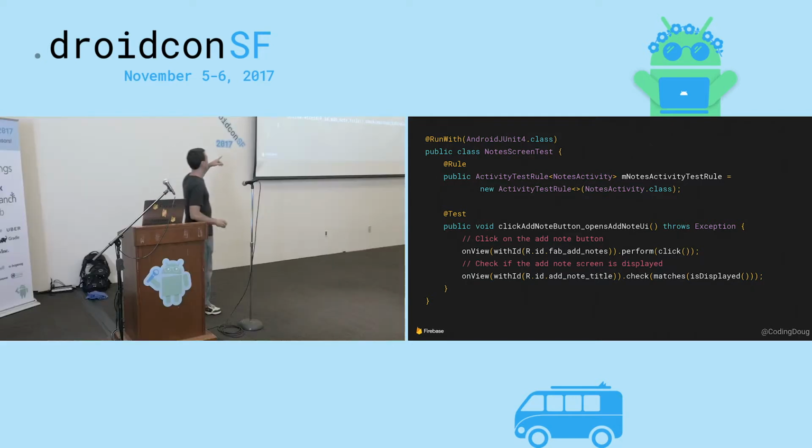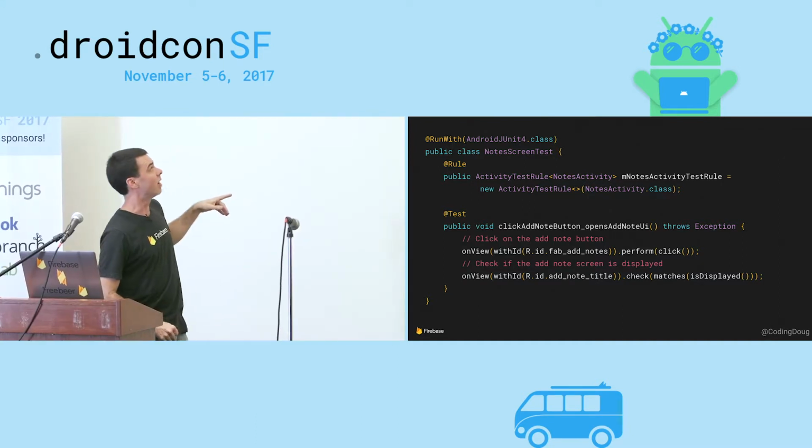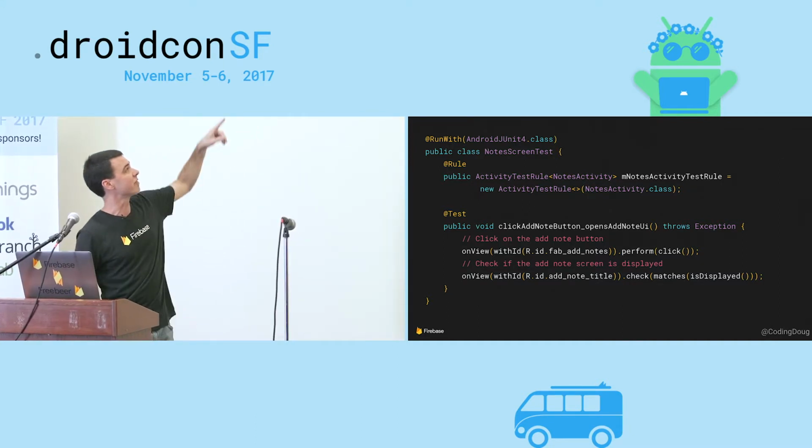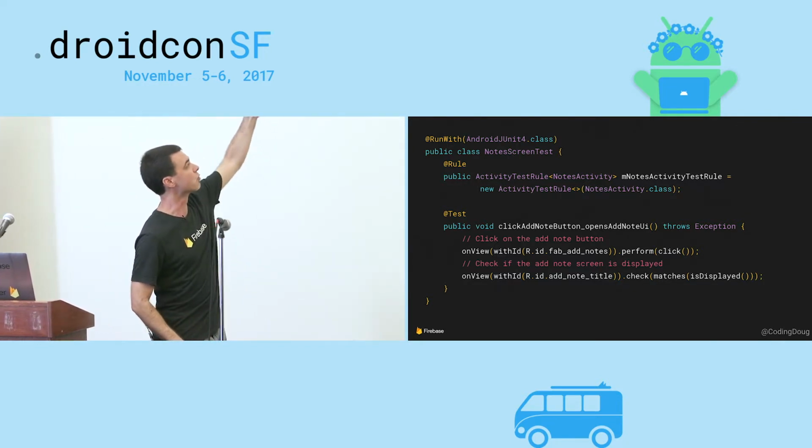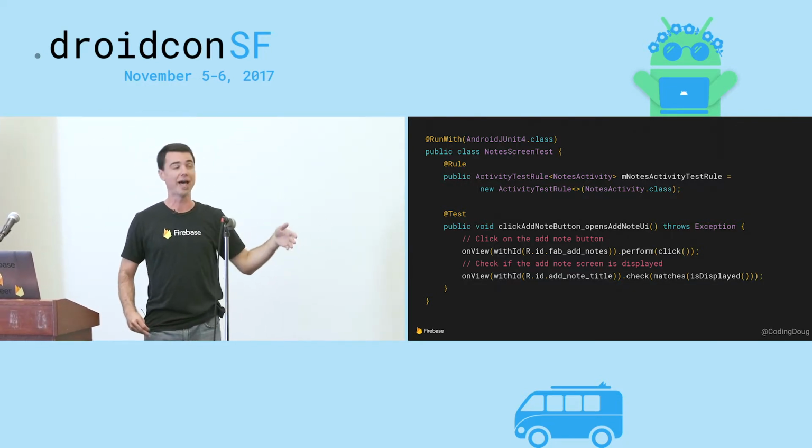Now, does this look familiar to anyone? To people who do instrumentation testing, this should look fairly familiar. For those of you who haven't done instrumentation testing, notice that there's special annotations here. There's a run with annotation, which says, I'm doing an Android JUnit test right now. There's a rule that indicates which activity in my app that I'm testing.